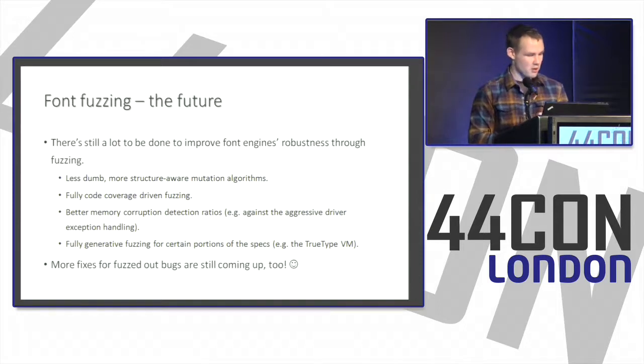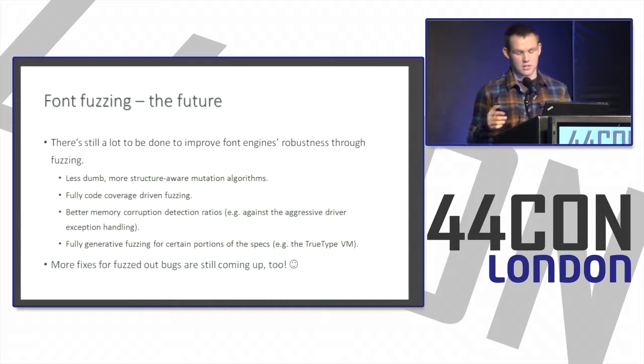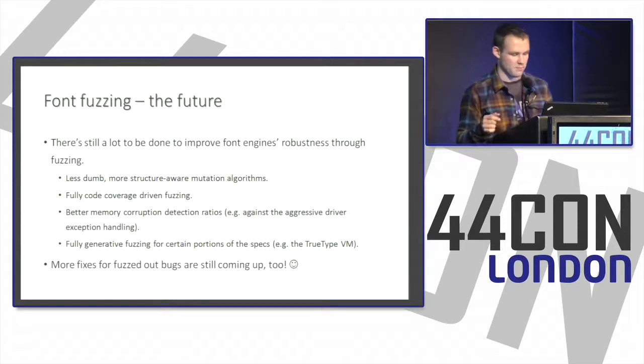So for the future of fuzzing, there's still some things to be done. You can have less dumb, more structure-aware mutations. You can use code coverage-driven fuzzing, which I didn't do. You can have better memory corruption detection ratios. For example, you can somehow deal with the fact that ATMFD and also Win32k have this very aggressive exception handling involved that hides some of the conditions that you would be interested in. And you could also have fully generative fuzzing for some portions of the specifications, for example, the TrueType VM.